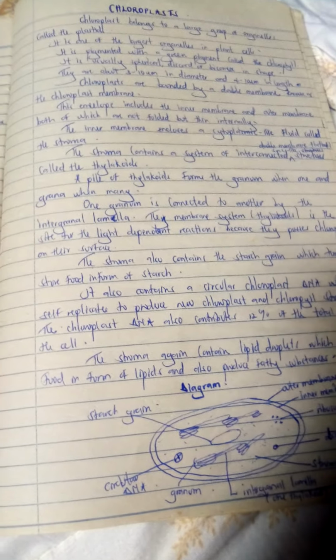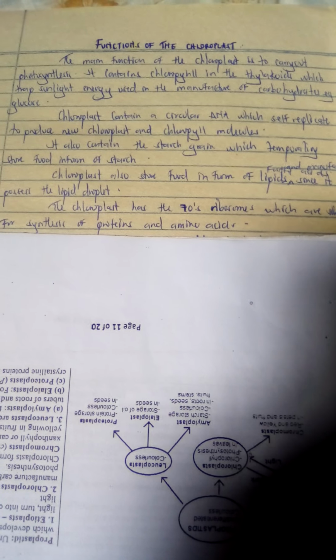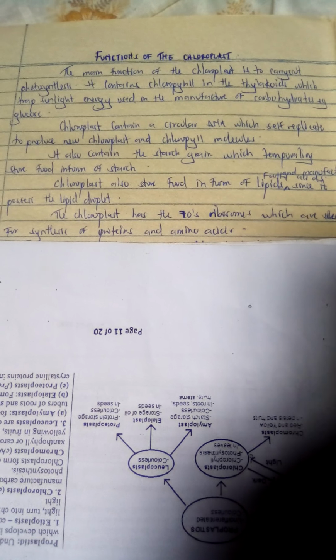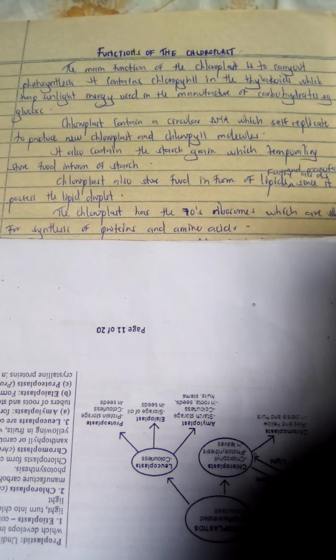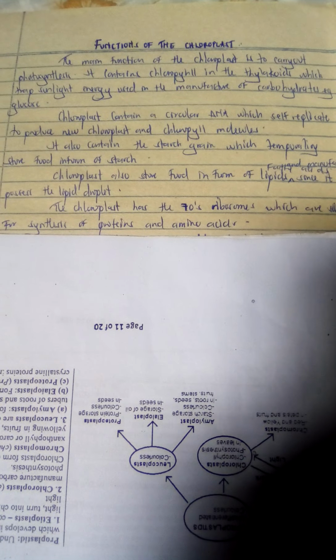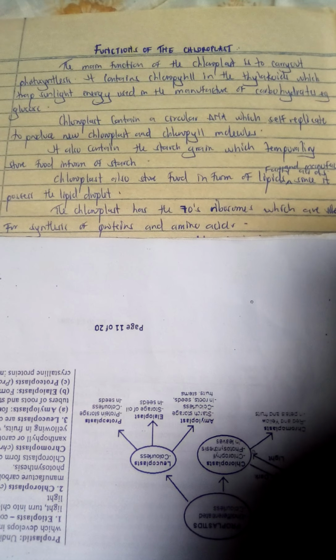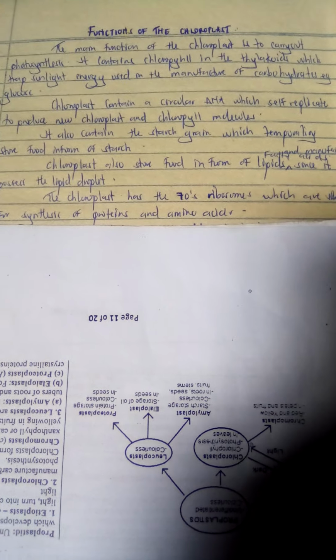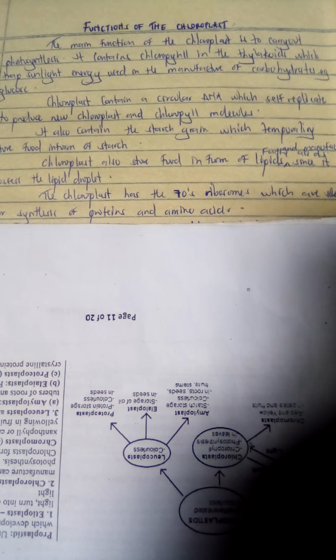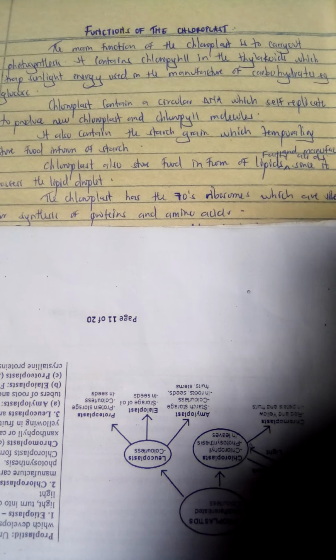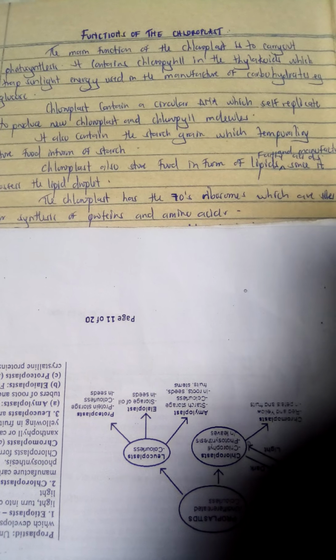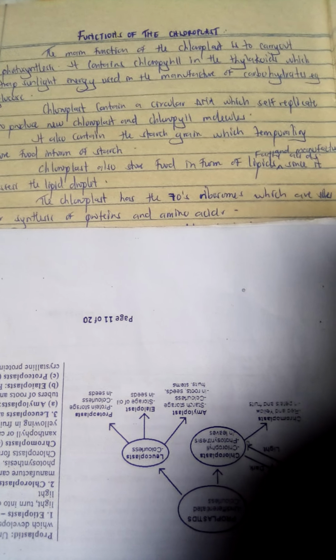From there, we can go on to the functions of the chloroplast. The main function of the chloroplast is to carry out photosynthesis. It contains chlorophyll in the thylakoids, which traps sunlight energy for the manufacture of carbohydrates, for example, glucose. Chloroplasts contain DNA, which self-replicates to produce new chloroplast and chlorophyll molecules.